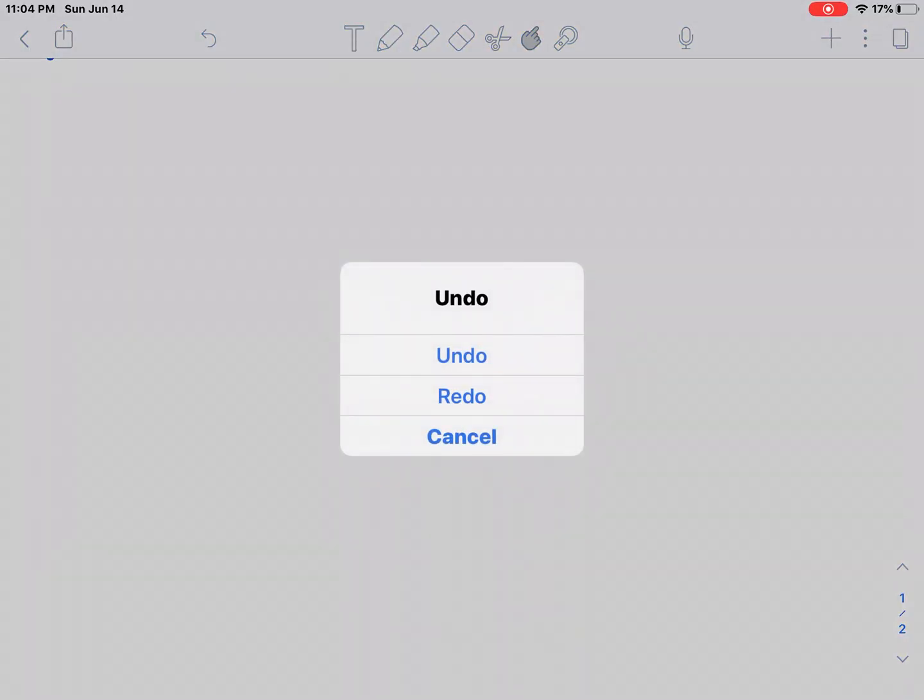Hello there. Okay, this is kind of weird. I'm going to be teaching you guys how to add, subtract, multiply, and divide.